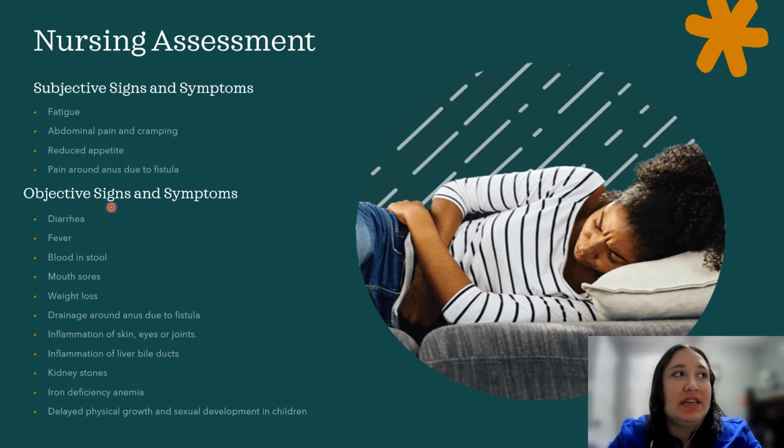Some objective signs would be fever, diarrhea, blood in the stool, mouth sores, weight loss. They could have drainage around the anus due to a fistula, inflammation of the skin, eyes, or joints, inflammation of the liver, bile ducts, kidney stones. They could even end up with iron deficiency anemia, and in children, there is usually a delayed physical growth and sexual development.